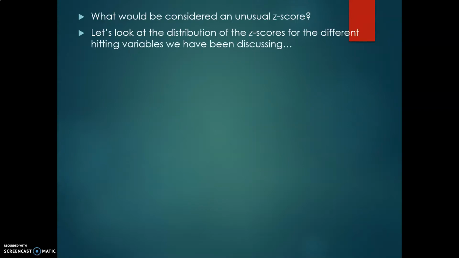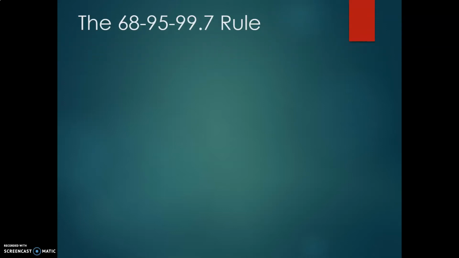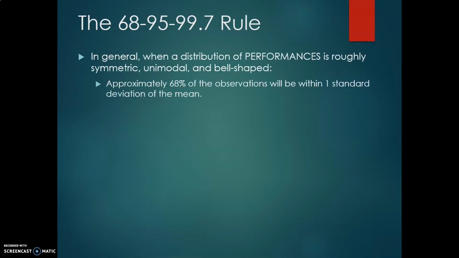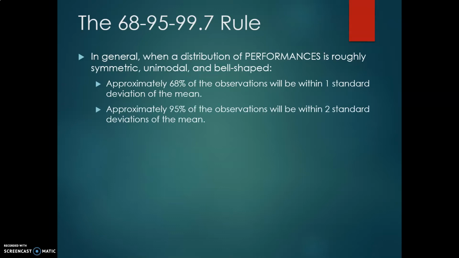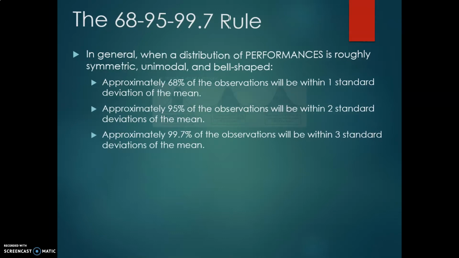Now, when would you consider something unusually high? When is it so big? The 68, 95, 99.7 rule is what we use here, and it's kind of what I mentioned earlier. This works best if the data is roughly symmetrical, unimodal, and bell-shaped. Approximately 68% of all observations fall within 1 standard deviation, 95% within 2, and 99.7% within 3.